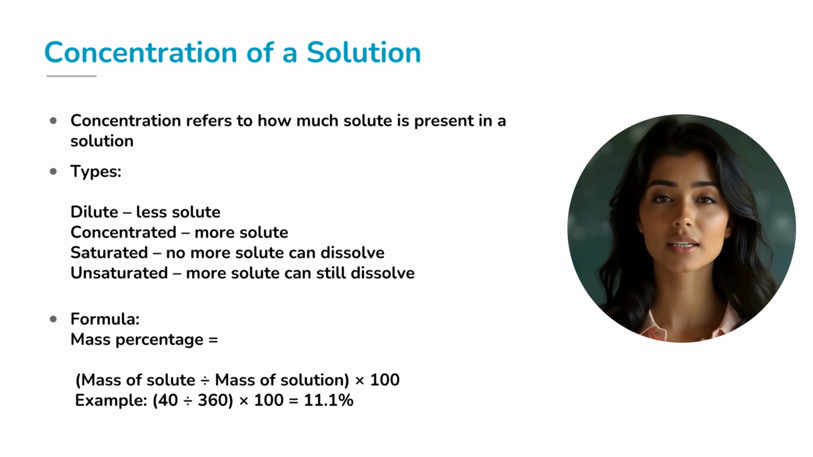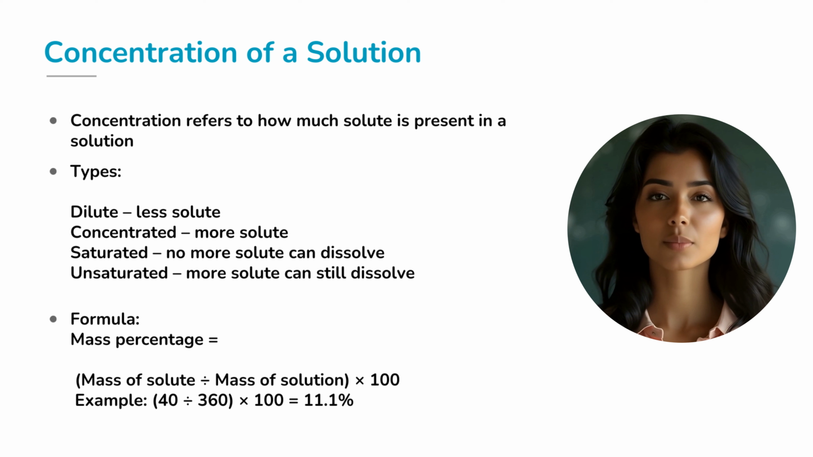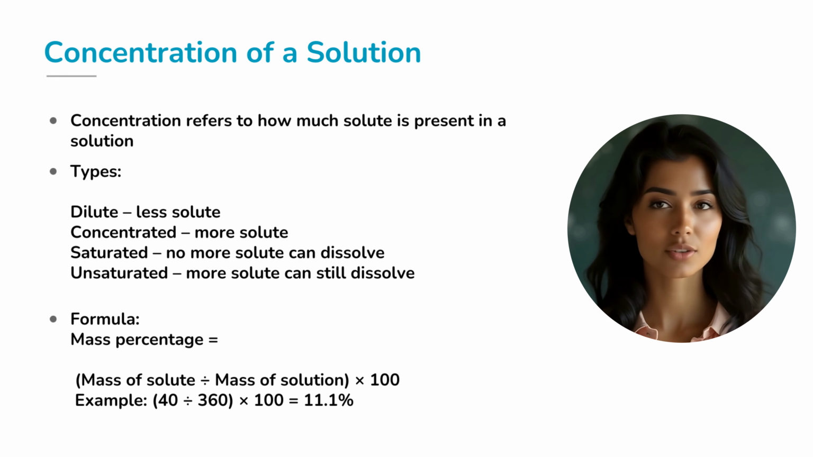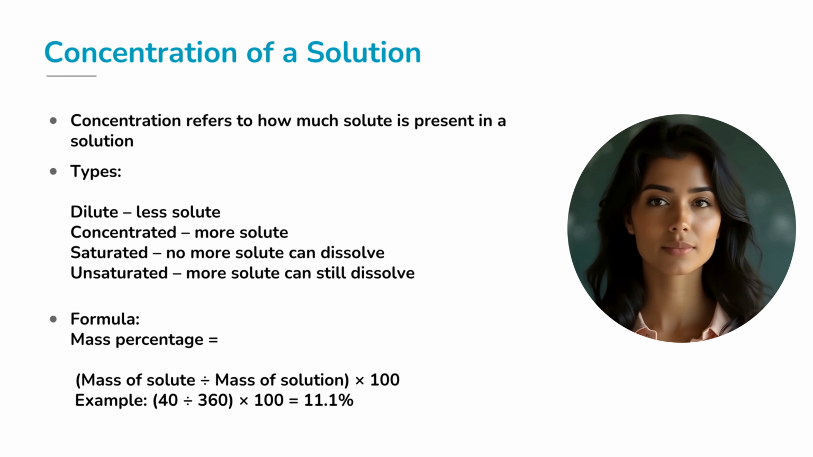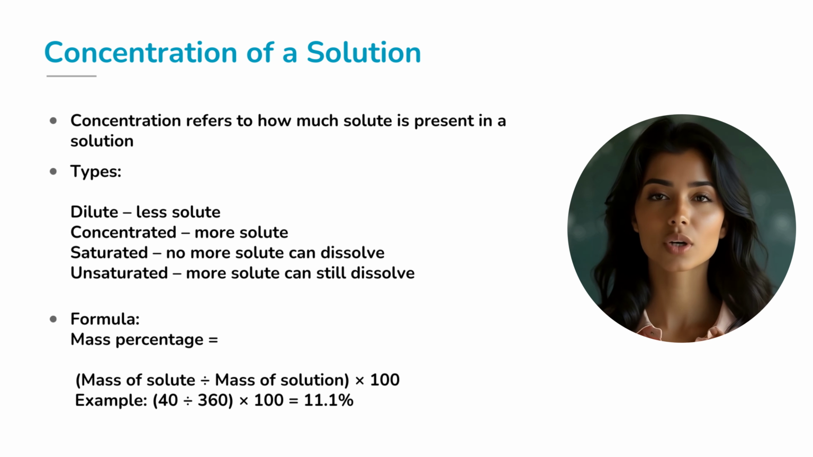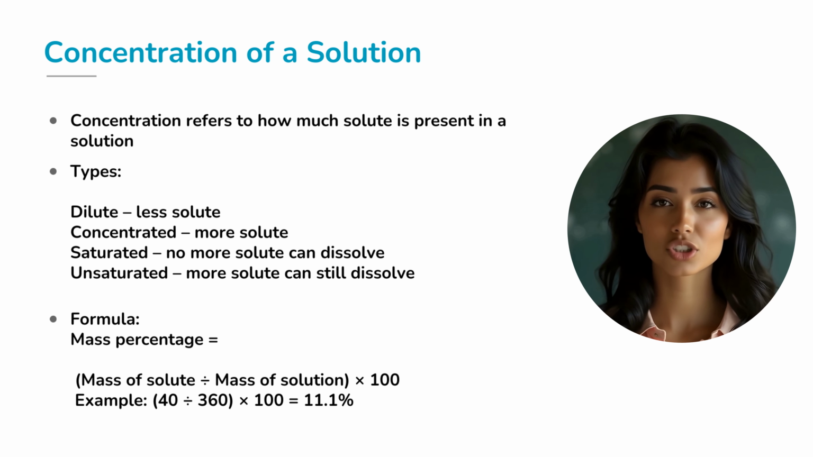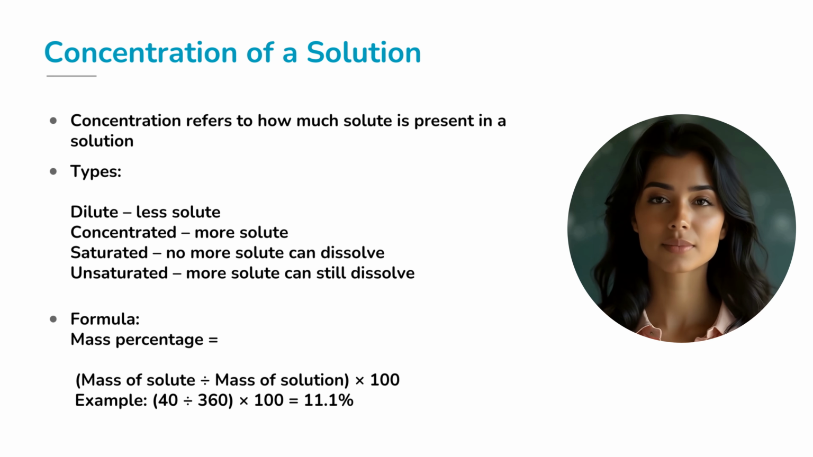11.1%. Mass percentage equals (40 divided by 360) multiplied by 100, which equals 11.1%. This means 11.1% of the entire solution's mass comes from the solute like salt or sugar. The rest is solvent, usually water in everyday cases.